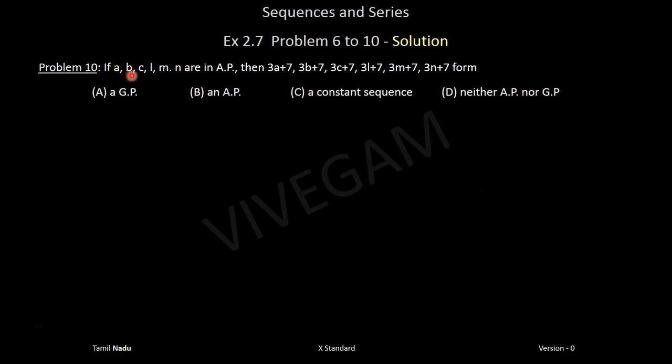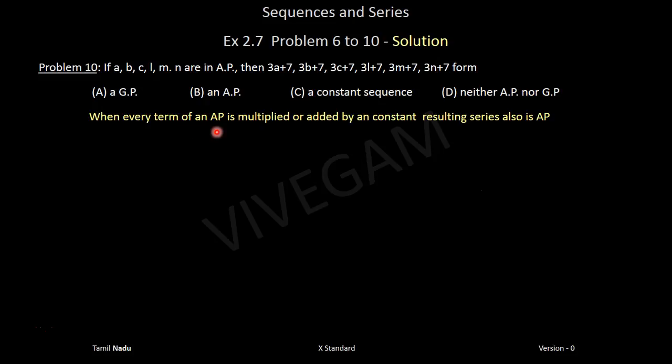Now here, let's say A, B, C, L, M. If I keep multiplying every term by 3, so 3A, 3B, 3C, 3L, 3M, 3N, then that series forms an AP. Next, what happens? Then you are adding a constant to it. So I'm adding 7: A plus 7, B plus 7, C plus 7, L plus 7, M plus 7. That series is also an AP. So the condition is, when every term of an AP is multiplied or added by a constant, the resulting series is also an AP.